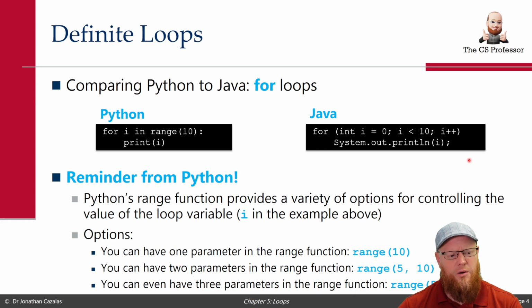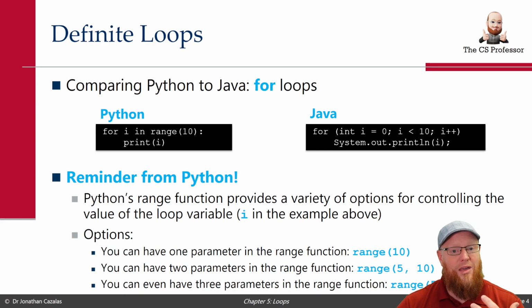So a reminder though, for Python, our range function, we have up to 3 different parameters you likely recall. If we have one parameter, just this 10, that means that we're going to loop up until i equals 10, but not 10. And we start at 0 by default. If we have 2 parameters, such as range 5, 10, that loops starting from 5, not 0, and then it's going to loop once again up to 10, but not including 10.